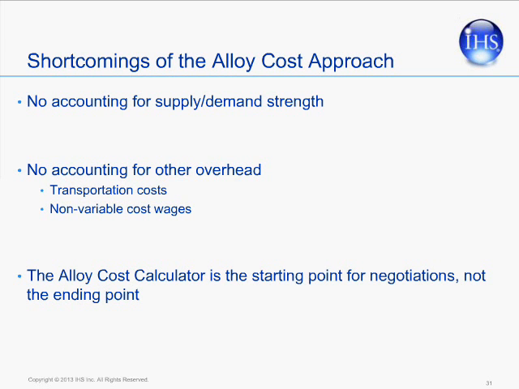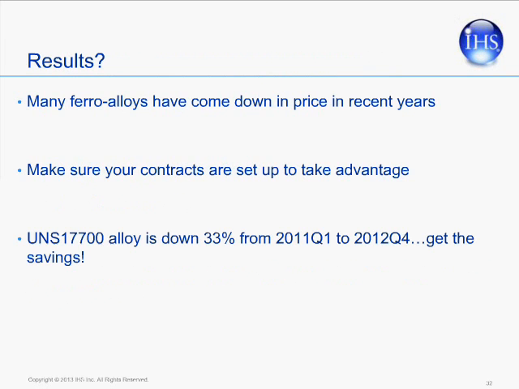So the alloy cost calculator is a starting point for negotiations. It's a starting point for planning purposes, but it might not be the ending point in some cases. It carries you much further than certainly any other tool out there on the market, and certainly more than just depending on your supplier to provide a fair price increase, but it's certainly not the ending point. So what are the results?